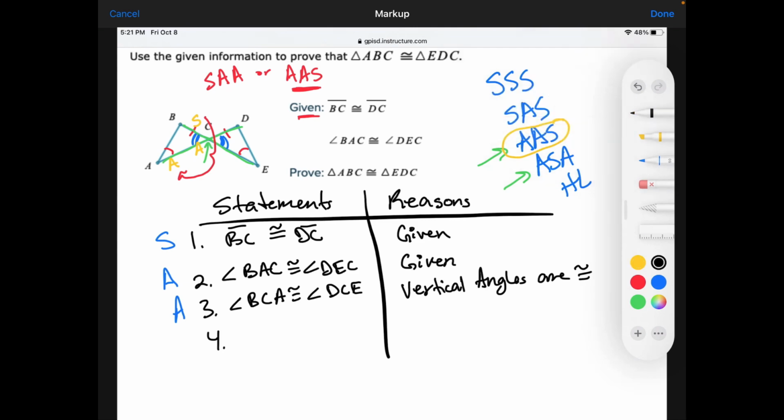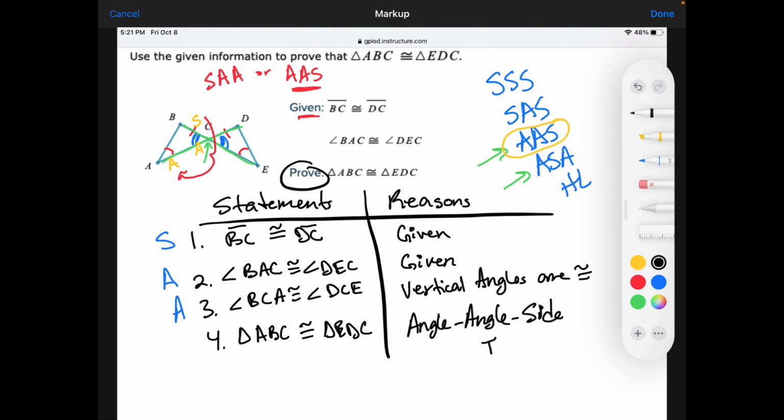We are done. We have proven the triangles to be congruent. Triangle ABC is congruent to triangle EDC because we have found that we have two angles that are congruent to each other and a side, specifically in the order of AAS. So we're going to say because of the angle-angle-side theorem, we can say that these triangles are congruent.